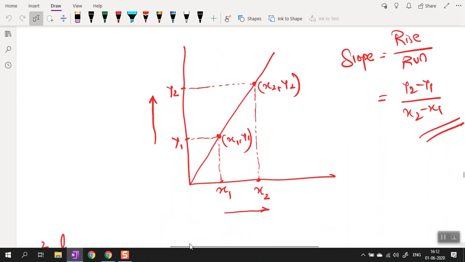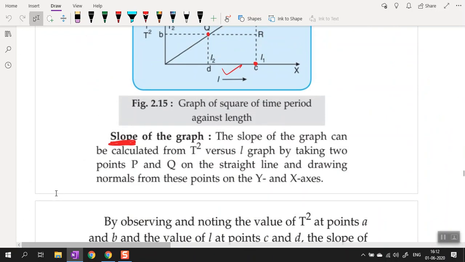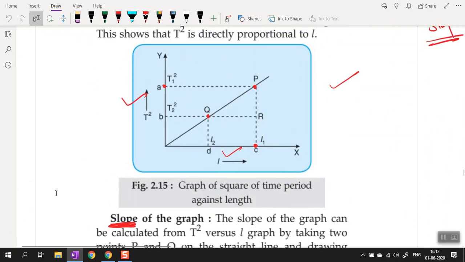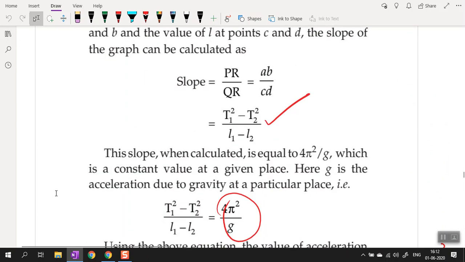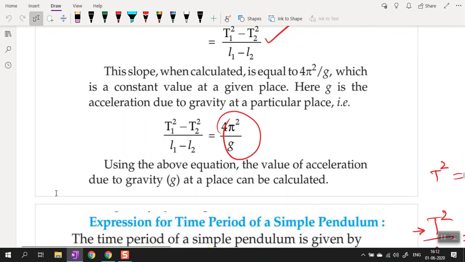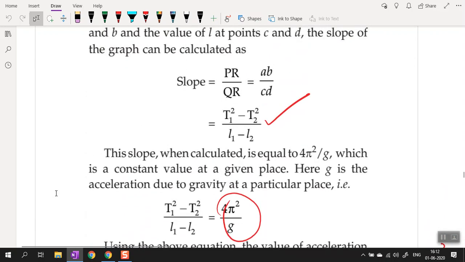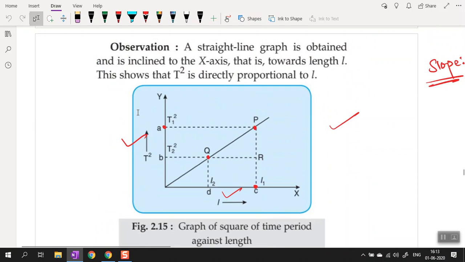That also I discussed. We have to select 2 points on the graph and find their x and y coordinates, and using the formula y2 minus y1 upon x2 minus x1, you can get the slope. That slope will give you the acceleration due to gravity, right? The slope will be equal to 4 pi square by g, not the acceleration due to gravity. 4 pi square by g is the constant whose value is fixed at a given place, and it changes as the place changes, right?